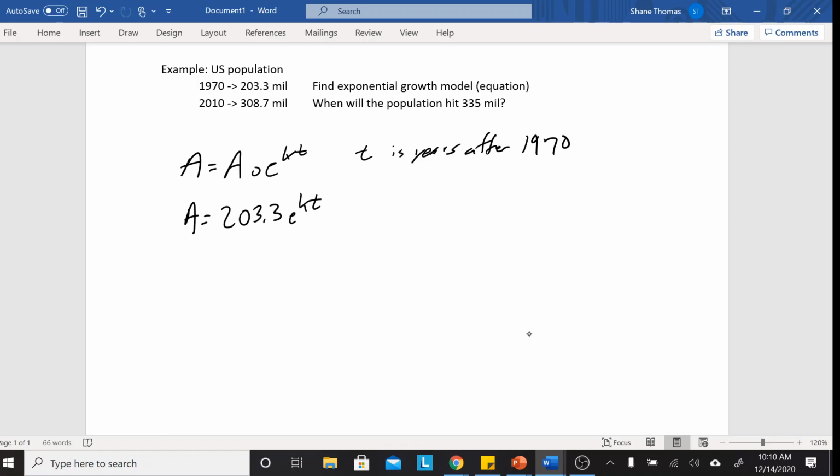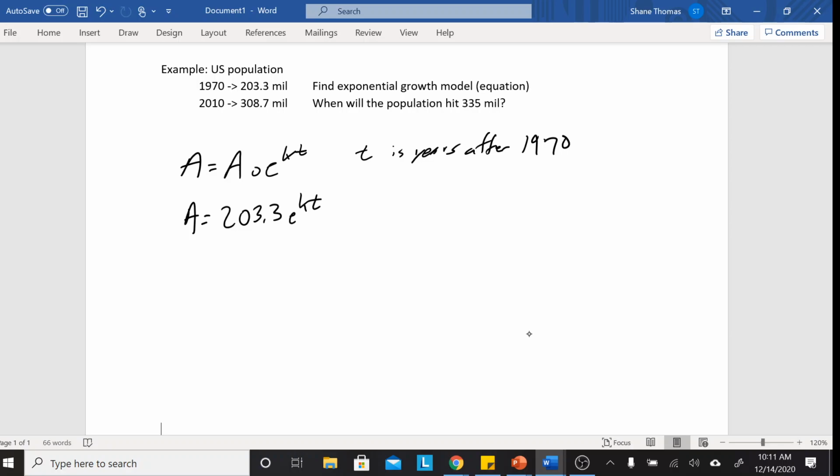Now, here's the problem. We are going to leave this t in here. That's our x, the value that we want to be able to put in. We have to find this constant, so we have to solve for k.